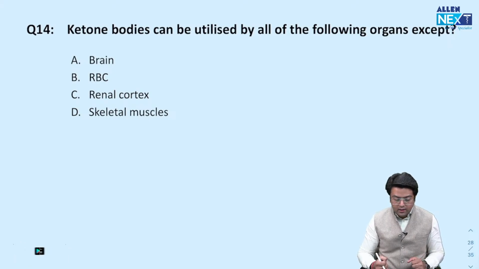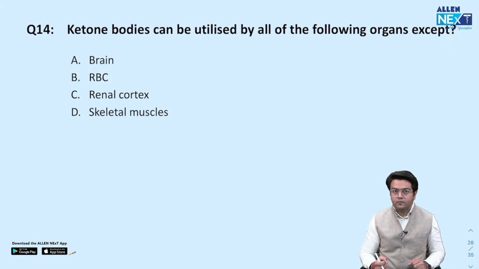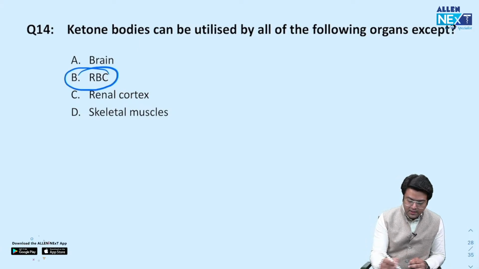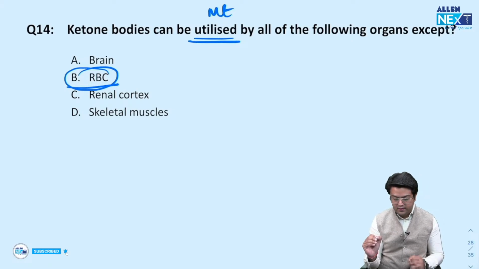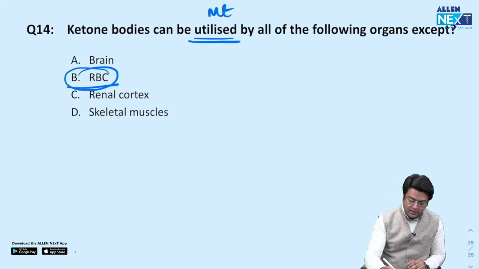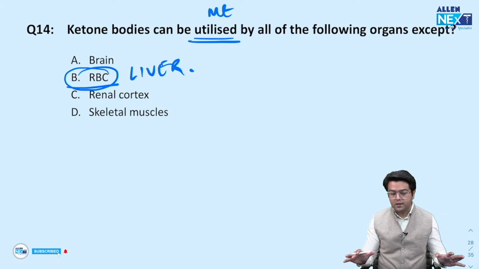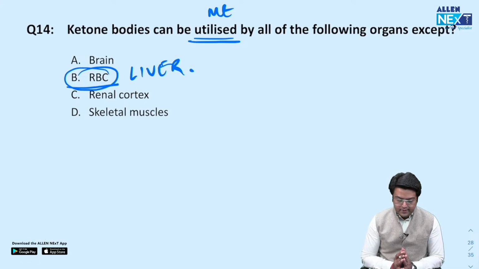Question number 14. Ketone bodies can be utilized by all of the following organs except. Okay. So except, the answer for this question is definitely the RBCs, because ketone body utilization occurs in mitochondria and RBCs have no mitochondria, right? Guys, remember this. And guys, one more thing that you should always remember is the liver also. Liver can make ketones but cannot use ketones, right? It cannot use ketones. So that we should always remember. Okay.